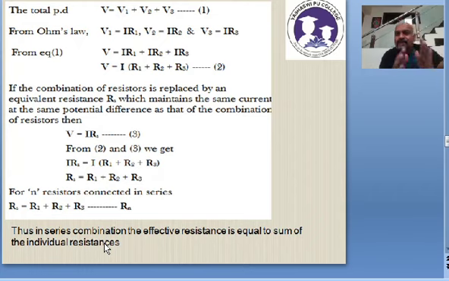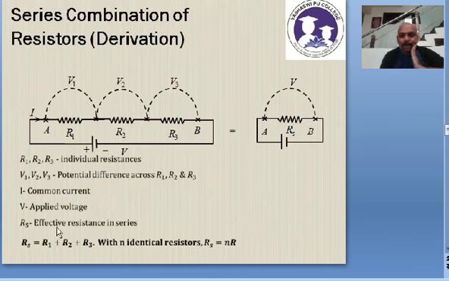Now suppose if there are identical resistors, identical means in the place of R1 we have got R, in the place of R2 we have got R, in the place of R3 we have got R. So like that, if we have n resistors, we will get R plus R plus R plus so on. If there are n resistors, then RS will be equal to nR. With n identical resistors, RS is equal to nR. Remember that. That is one important aspect.